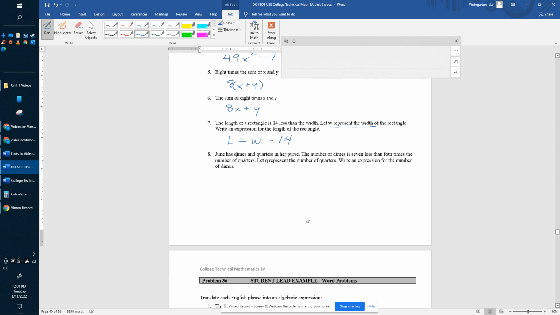Problem 8. June has dimes and quarters in her purse. The number of dimes is 7 less than 4 times the number of quarters. Let Q represent the number of quarters. Write an expression for the number of dimes. So the number of dimes is 7 less than 4 times the number of quarters. So we take 4 times the number of quarters. Number of dimes, well, say dimes is D, is 7 less than 4 times the number of quarters. So 4 times the number of quarters and then 7 less than that.